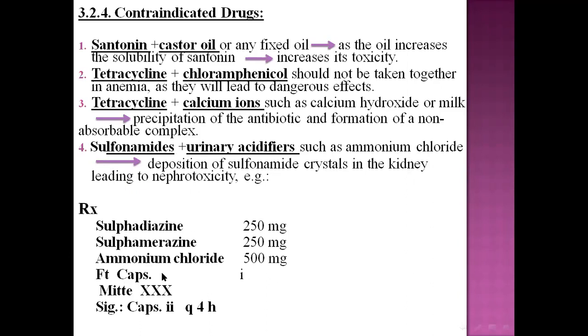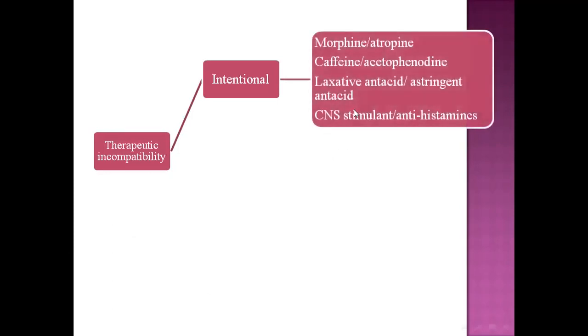That is a type of therapeutic incompatibility. So now, therapeutic incompatibility, intentional. Morphine with atropine: atropine overcomes the respiratory depression of morphine. Caffeine with acetophenetidin: caffeine prevents the CNS depression of acetophenetidin. Laxative antacids with astringent antacids, so the patient will not feel any change in bowel movement. CNS stimulants with antihistaminics to overcome the CNS depressant activity of antihistaminics.